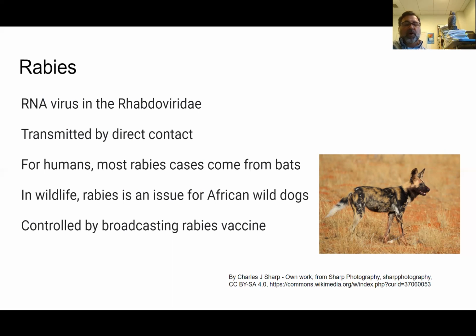In wildlife, rabies is a conservation issue for African wild dogs, where it has knocked the population down. There they give it to each other, and it's also in the prey they might scavenge on. In North America and in Africa, it's controlled by broadcasting a rabies vaccine, which is a little edible pellet that they fly around in a helicopter and dump around the countryside. And it works.